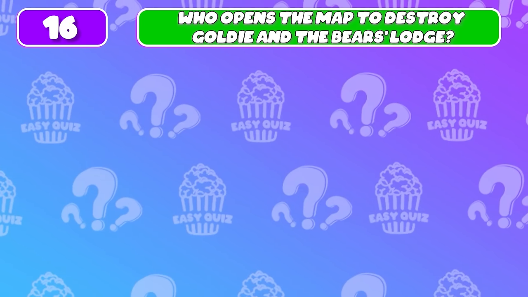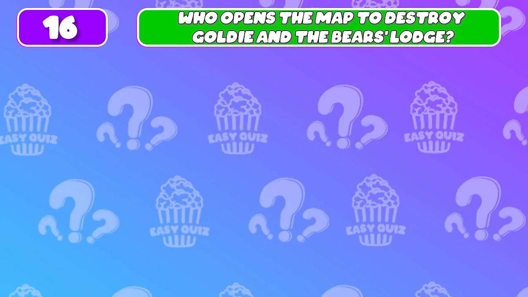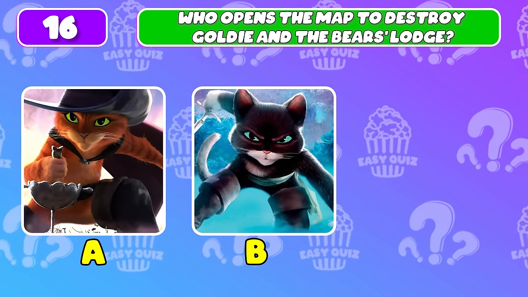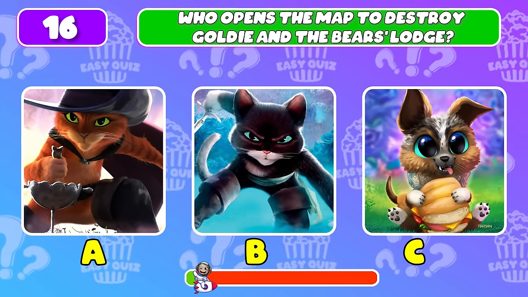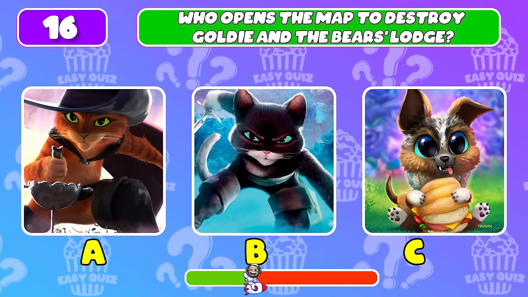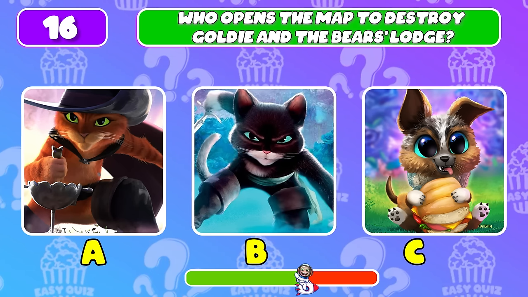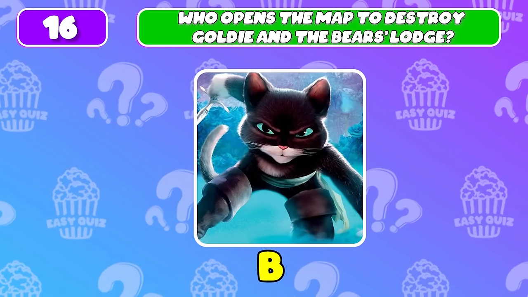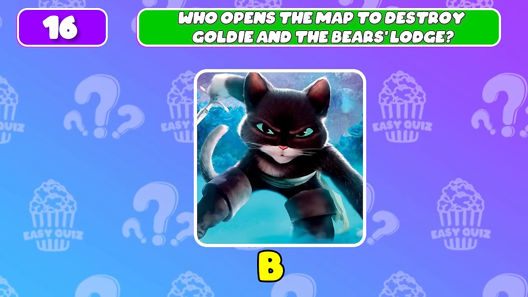Number 16. Who opens the map to destroy Goldie and the Bear's Lodge? A. Puss in Boots. B. Kitty Softpaws. C. Burrito. Oh, great job! The answer is Kitty Softpaws.